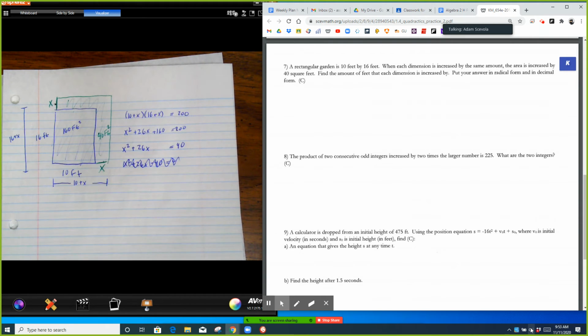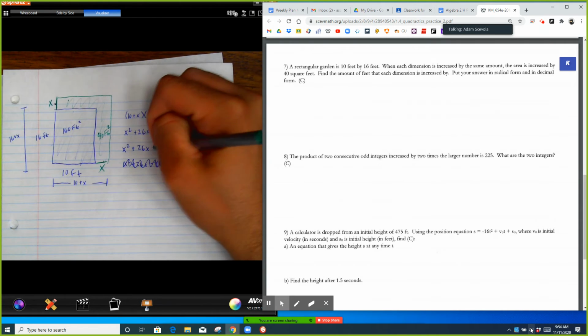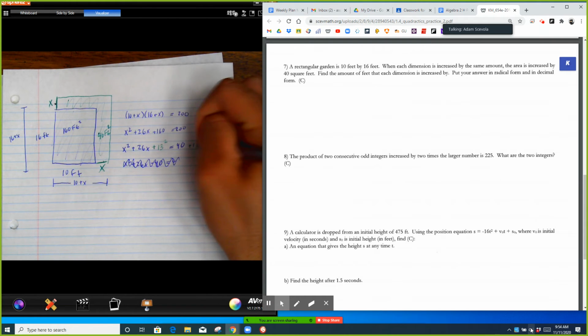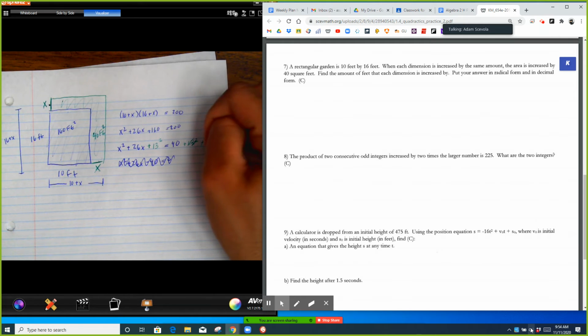It's always going to factor to x and then half of b, so plus 13. That's an easy step if you remember it. Whenever you add half of b squared to both sides, it's always going to factor to x plus half of b in quantity squared equals 209.